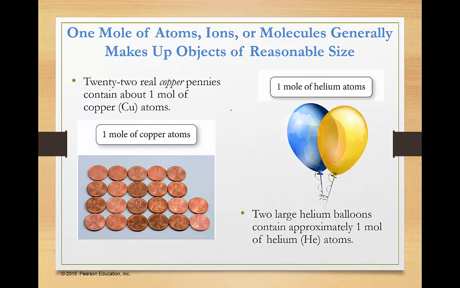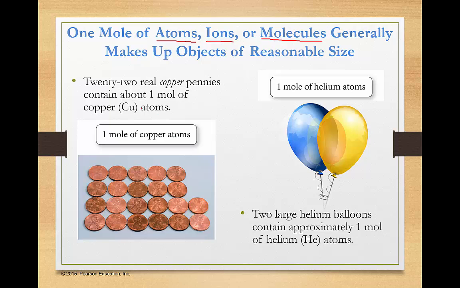But just realize that if you have 1 mole of anything, you can have a mole of atoms, you can have a mole of ions, you can have a mole of molecules, you can have a mole of golf balls, doesn't matter. Okay, but generally, if you have a mole of these submicroscopic particles, atoms, ions, or molecules, you start to get objects that are of reasonable size to be able to weigh.